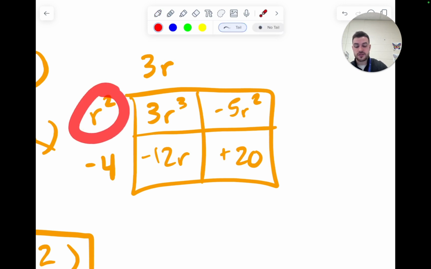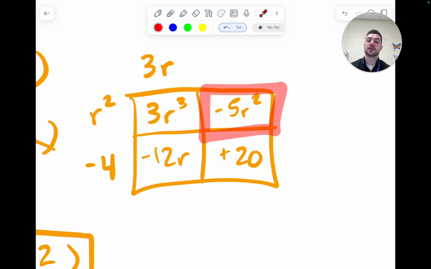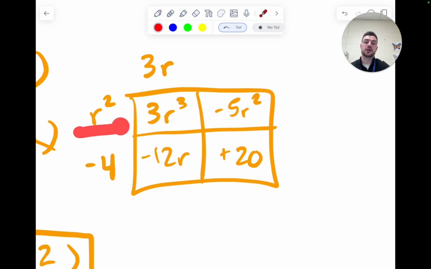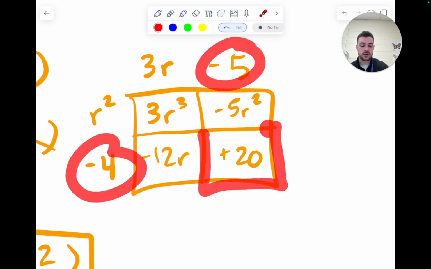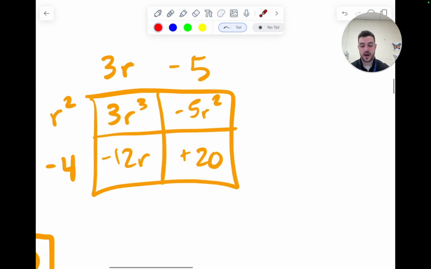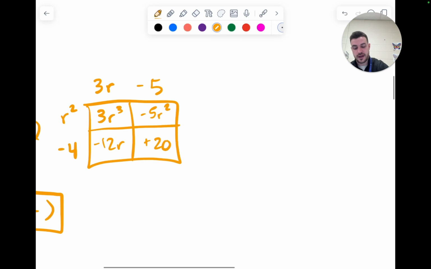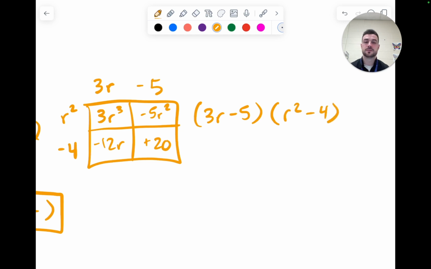Now, if I know this is an r squared and this over here is a negative 5r squared, well, r squared is kind of my length here, and I need the width. R squared times what gives me a negative 5r squared. Hopefully, we all know the answer is a negative 5. And I can double check this. Negative 5 and negative 4 gives me a positive 20, which is correct. And this is where I get my factors of 3r minus 5 and r squared minus 4.